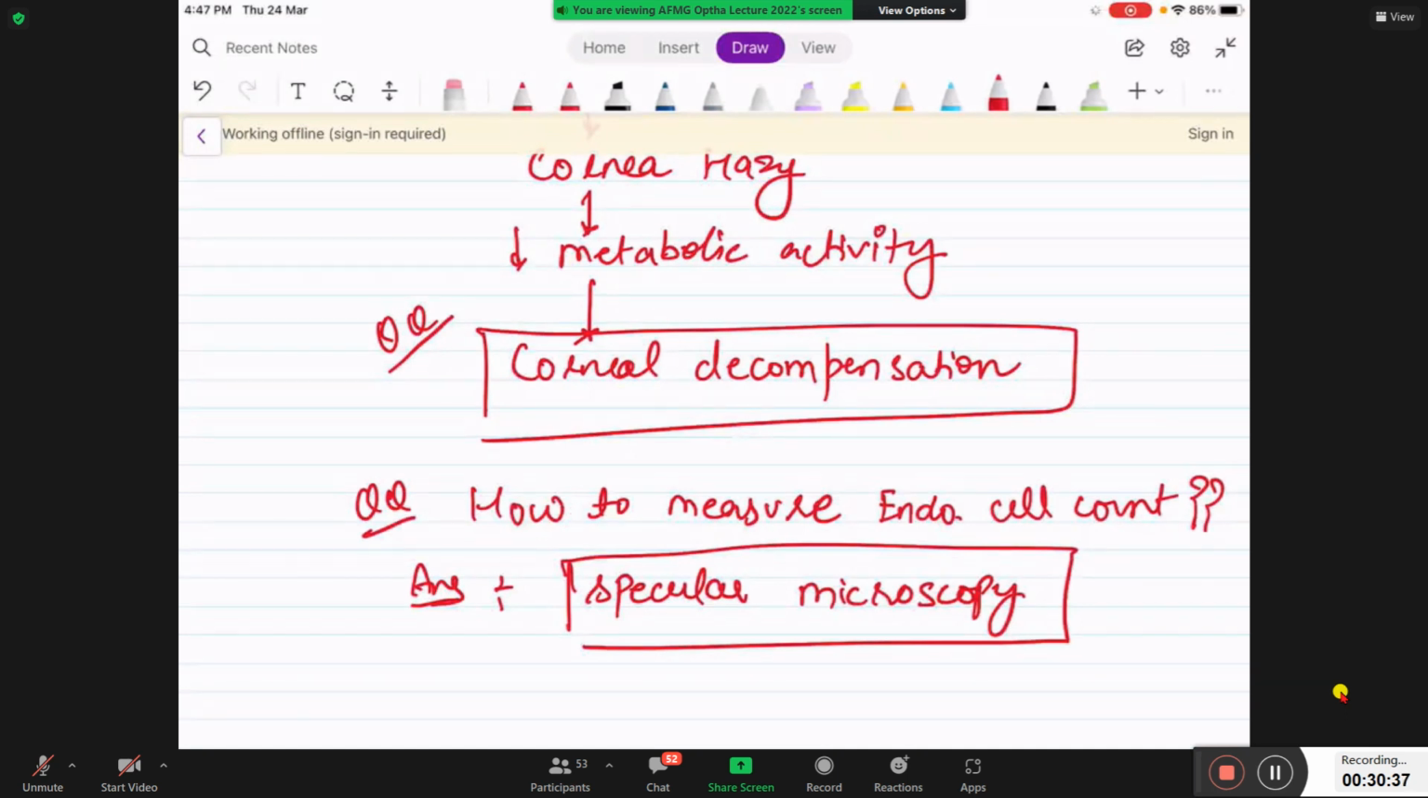In a normal individual, the endothelial cell count is 2500 to 3000 cells per millimeter square, right? So whenever the endothelial cell count is less than 2500, that cornea becomes hazy. Understood? So this is the clinical importance of your endothelial cell count and your specular microscopy. Yes or no? Is it clear? In the chat box, give me a ping if it is clear. Shall we move on?